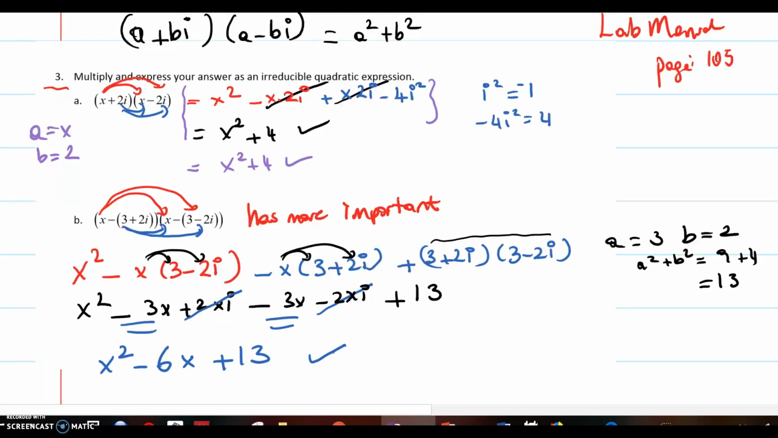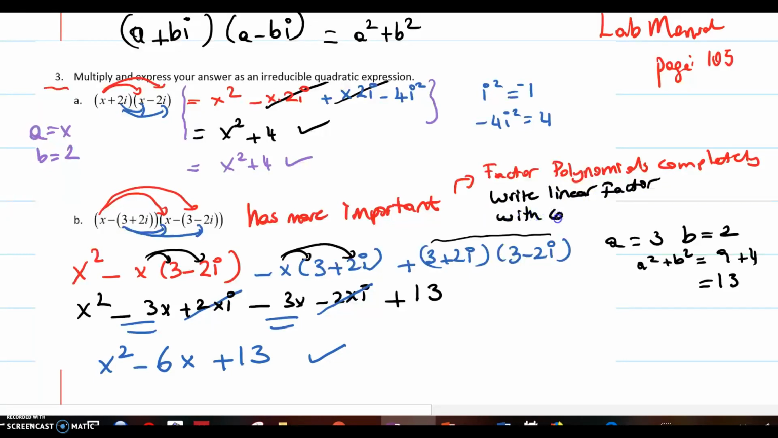Again, I'm emphasizing part B is more important because it is related to when you factor polynomials completely and write linear factors with complex coefficients. You will be seeing this concept again.